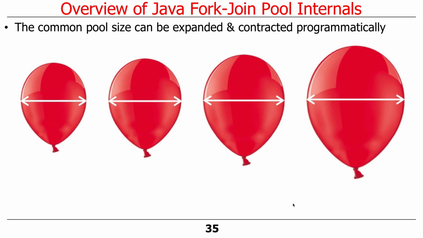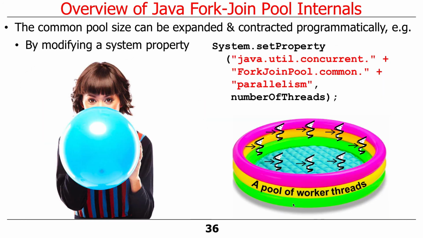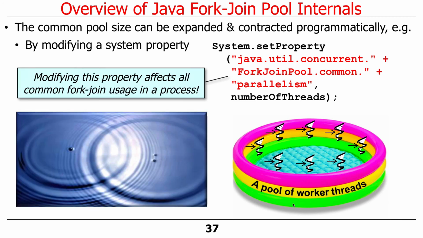Now, this common pool size can be expanded and contracted programmatically. So you can think of inflating things, right? One way to do this is by modifying this system property, java.util.concurrent.ForkJoinPool.common.parallelism. So you can set this to whatever value you want to set it to. But that's a manual thing to do. So it's kind of like manually blowing up a balloon. And you get winded after a while if you do that too much.